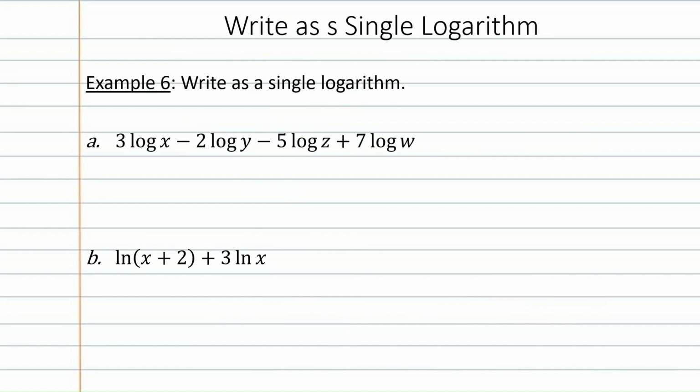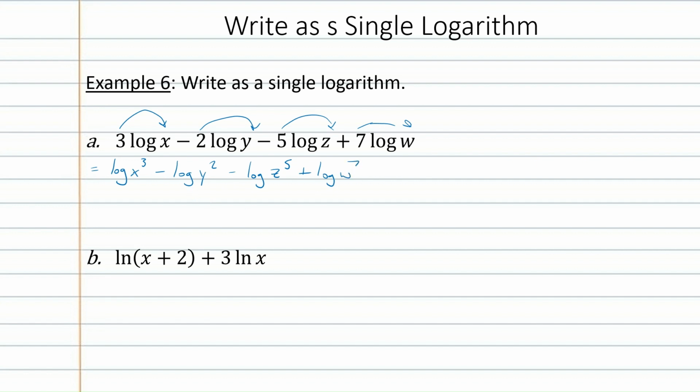Okay. Let's write these expanded logarithms as single logarithms. So here I have 3 log x minus 2 log y minus 5 log z plus 7 log w. And I want to write that as a single logarithm. First thing I've got to do is move all these exponents back to their respective terms. So it's going to look like the log of x to the third minus the log of y squared minus the log of z to the fifth plus the log of w to the seventh.